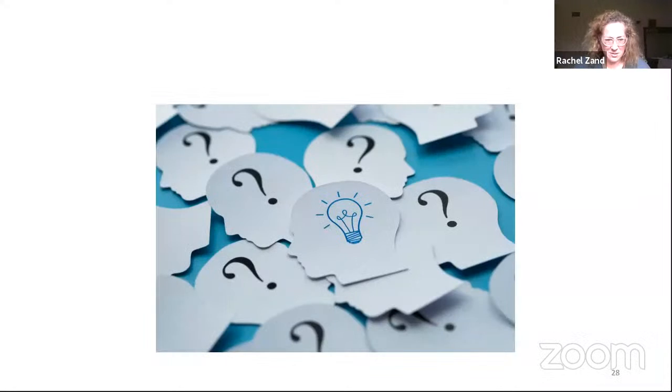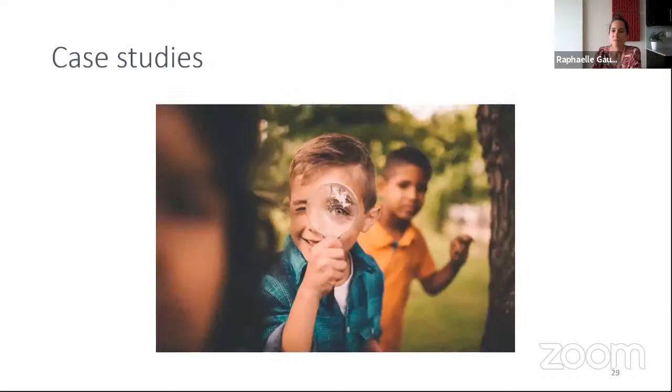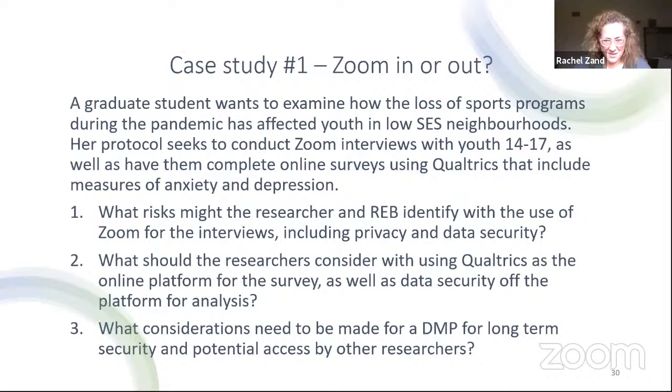No, that's not going to do it. Did that work? Everyone can see the question page? Case studies. Okay, so I'm going to just do the first one, and we'll see how this goes. Okay, so the first case study.